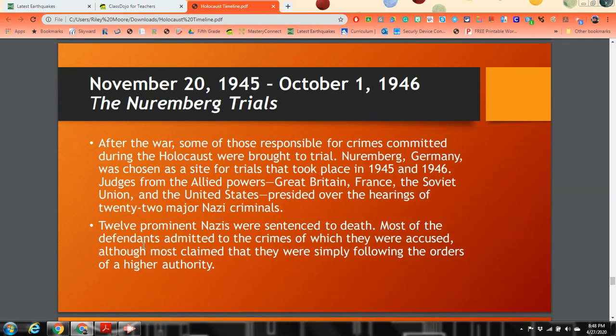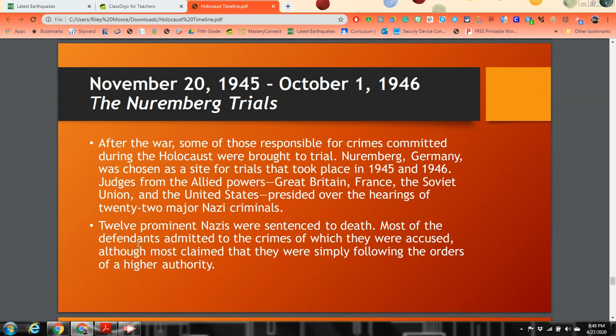Now, from November 20th, 1945 to October 1st, 1946, you have what's called the Nuremberg trials, which were basically trials of humanitarian crimes that were committed during the Holocaust. All these people were brought to trial. Nuremberg, Germany was chosen as the site of the trial. The judges were all Allied powers.